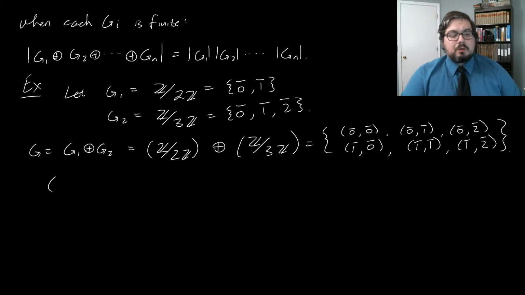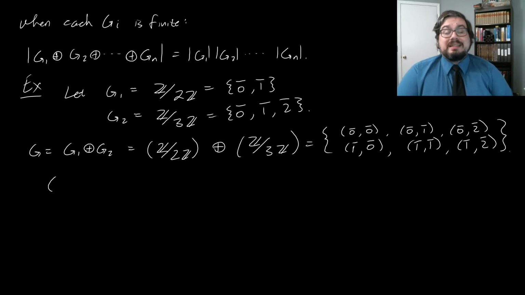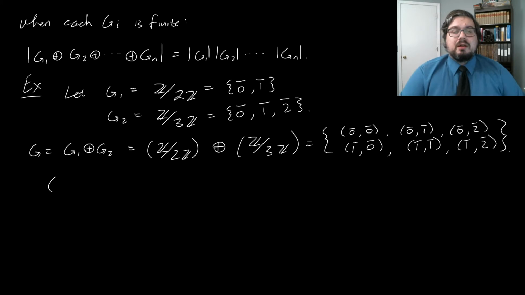Now, we can write the direct product either additively or multiplicatively. It does get a little unclear how one should do it, especially if the groups involved are mixed, if some of them are written additively and some of them are written multiplicatively. For this example, I'm going to stick with the multiplicative notation on the level of G, the direct product, but we'll use the normal additive notation when we're talking about elements of G1 and G2.